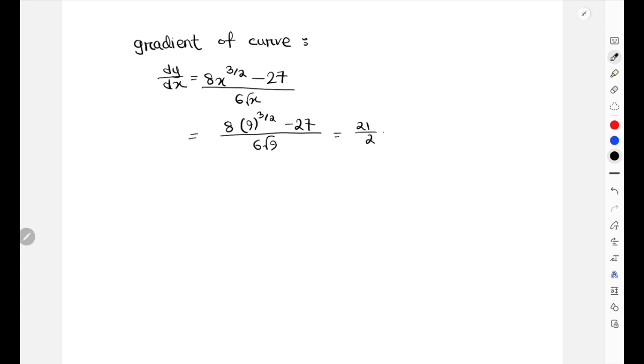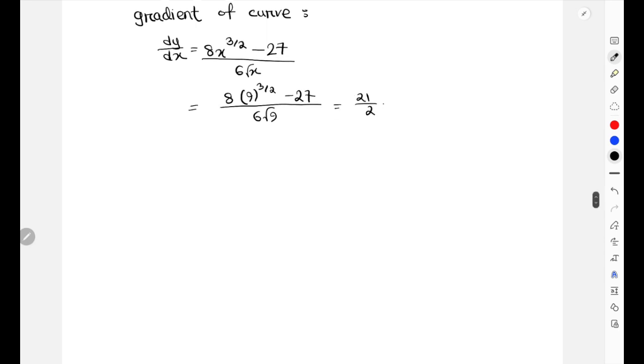21 over 2. That is the value of your gradient. Always remember the tangent and curve are parallel to each other. So if the tangent is parallel to your curve, in that case, the tangent and curve will both have the same gradient. So for the tangent also, you're supposed to get the same gradient, 21 by 2.